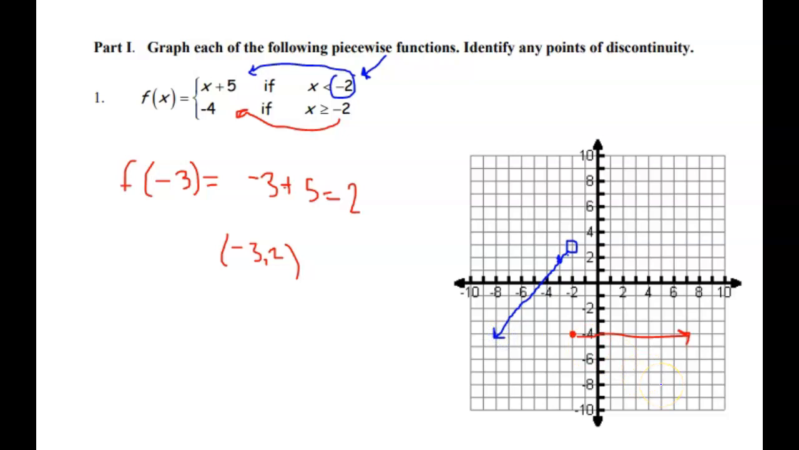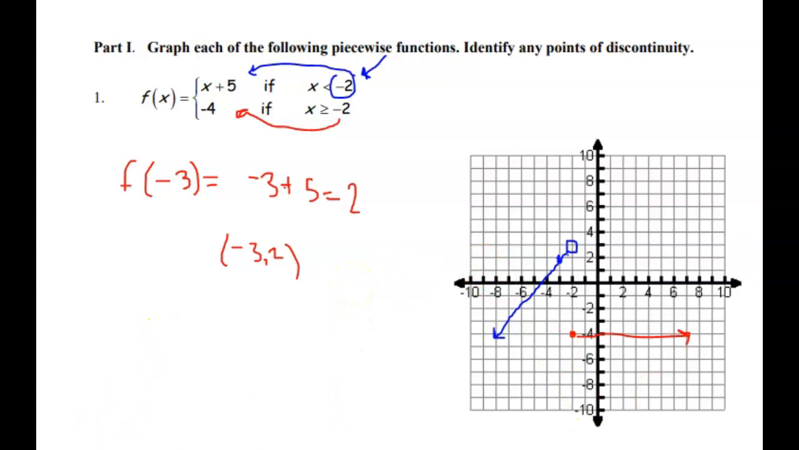There's my piecewise function. So again, go ahead and draw your boundary points or your breaks first and decide if they're open or closed circle. And then draw the left side of the graph and the right side of the graph. Use one reference point to draw the graph.